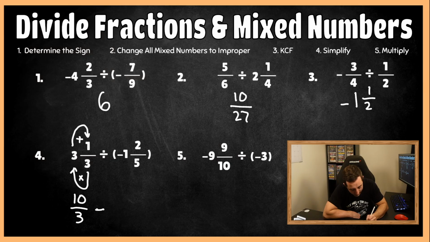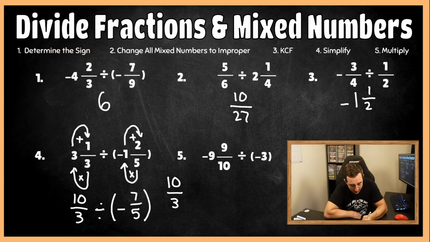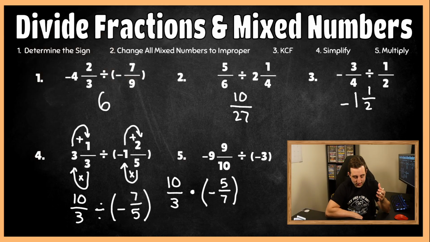And then we're going to go ahead and convert negative 1 2/5. So 5 times 1 is going to give us 5. 5 plus 2 will give us negative 7/5. And now we can utilize keep, change, flip. So keep 10/3 the way it is, change division to multiplying, and then flip it. So now it is negative 5 over 7. Check to see if you can simplify anything. You can't. Everything's just divisible by 1, so it's going to stay the exact same.